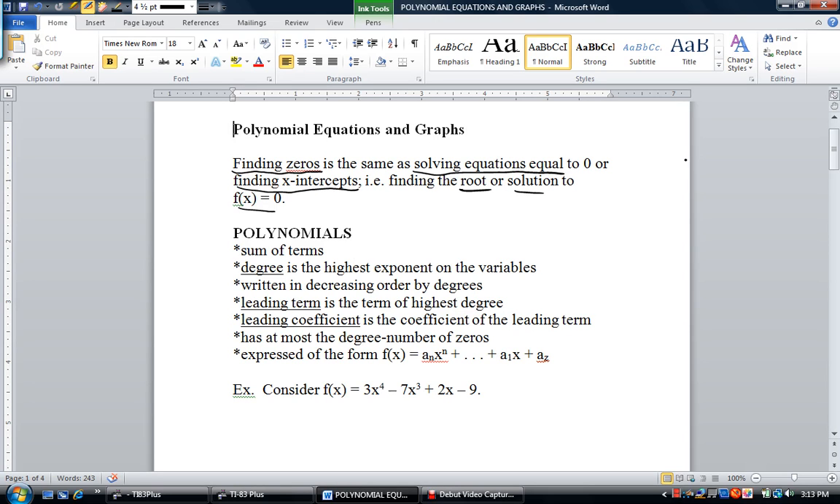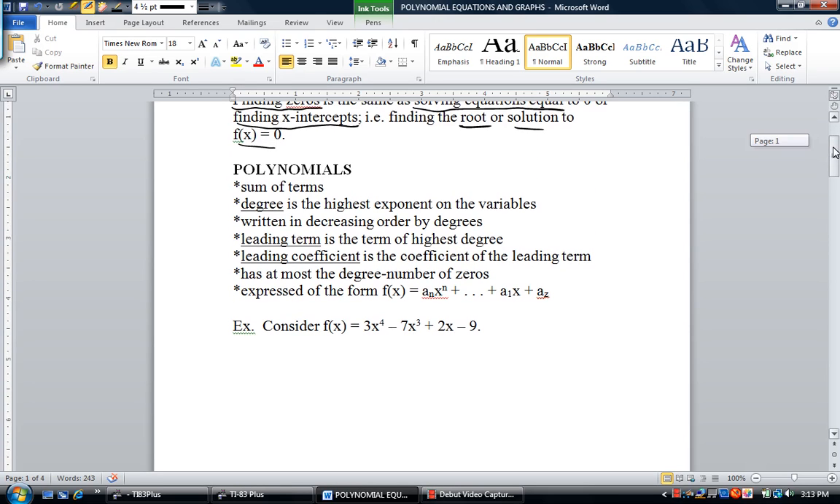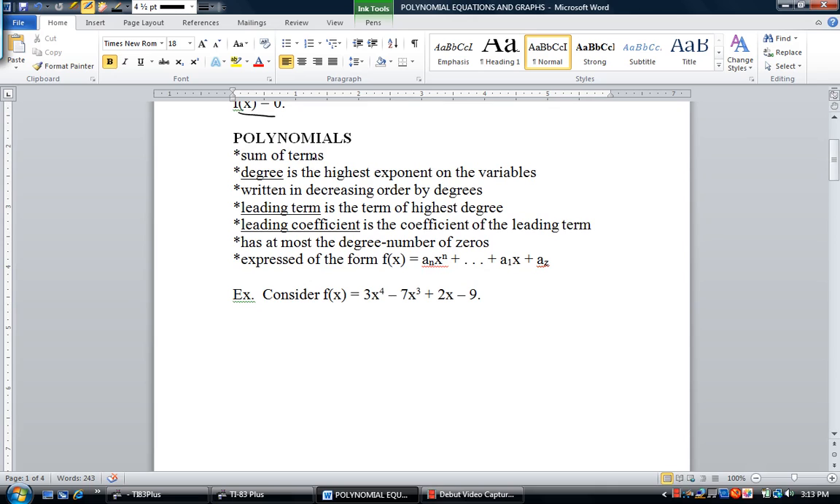So let's talk about polynomials for a second. Hopefully this is a review for you. A polynomial is nothing but a sum of terms. That means they're terms that are added or subtracted together. The degree is the highest exponent on the variables. So if you look at this example down here, the degree of this term is 4. The degree of 7x cubed is 3. And the degree of 2x is 1. And the degree of the constant is 0.